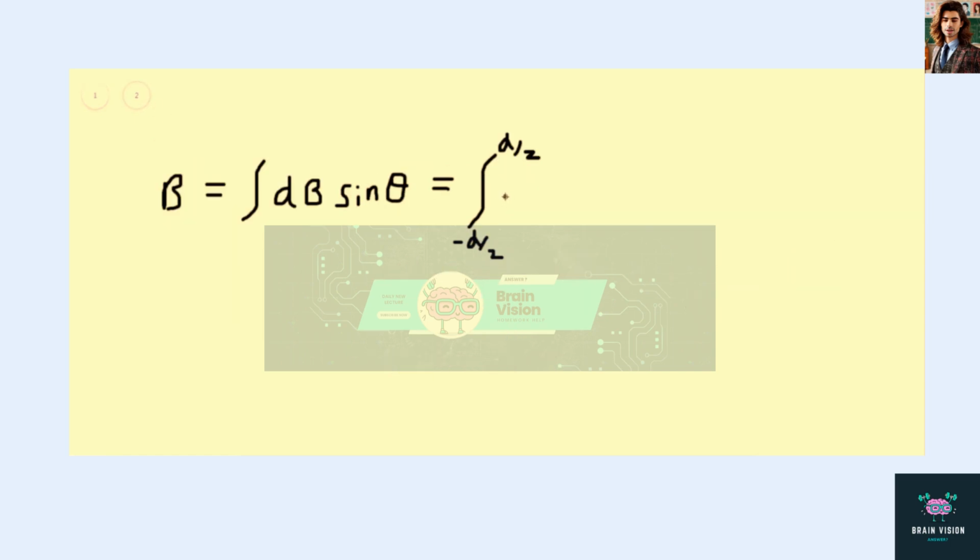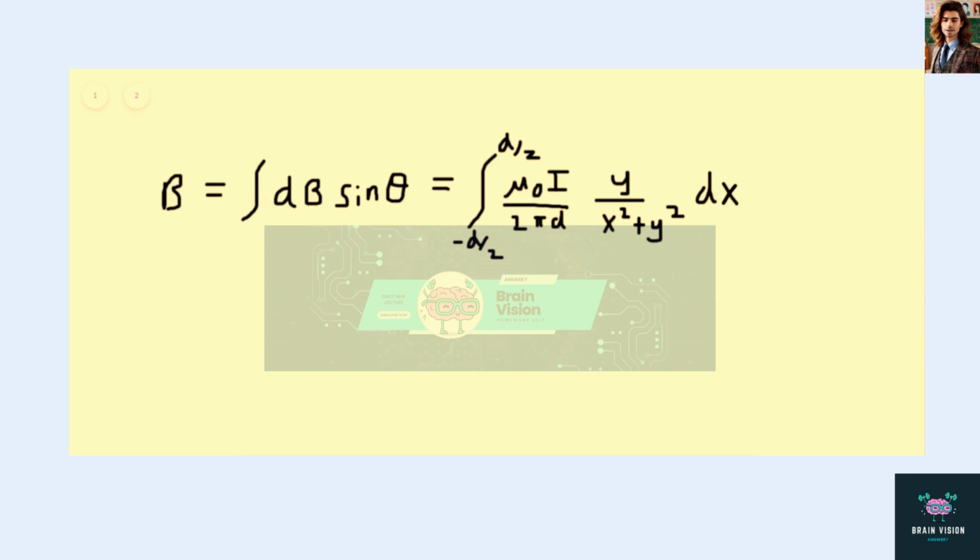And dB is mu naught I over 2 pi d times, now we're going to replace the sine theta with y over the square root of x squared plus y squared, right? Times dx. This is the dx left over from the dB.